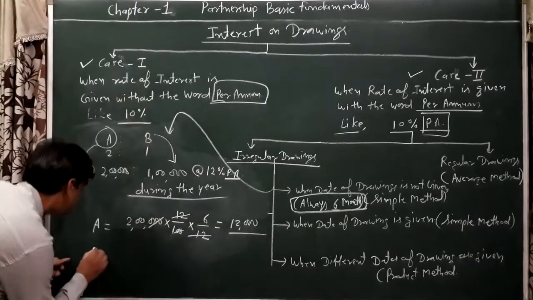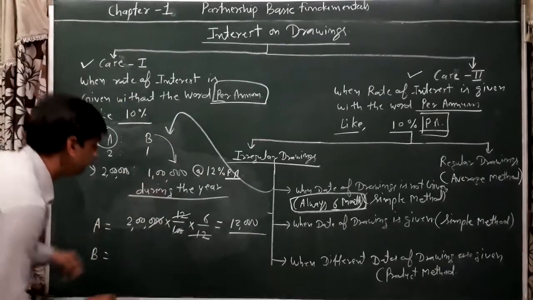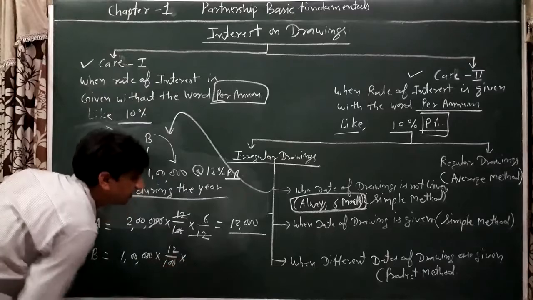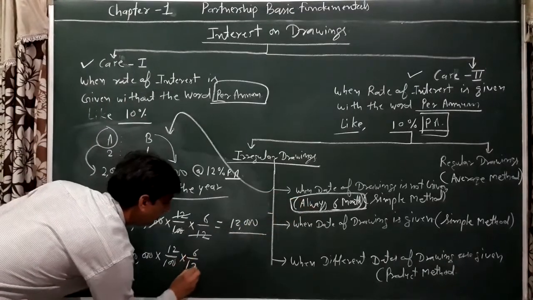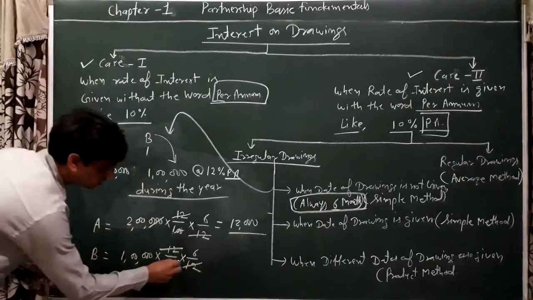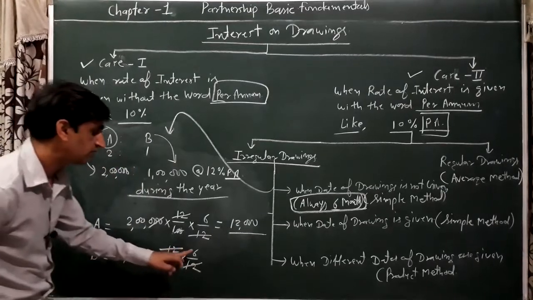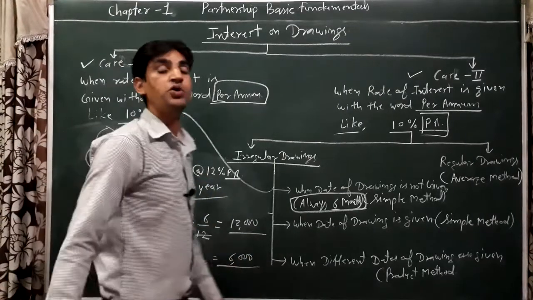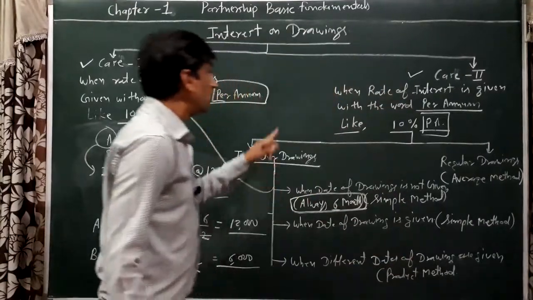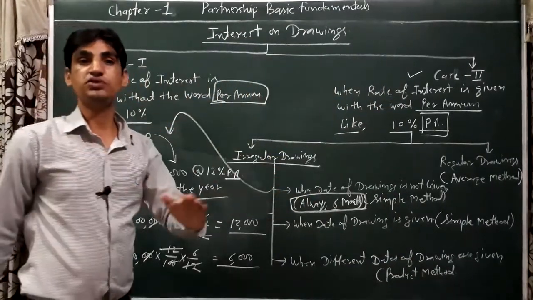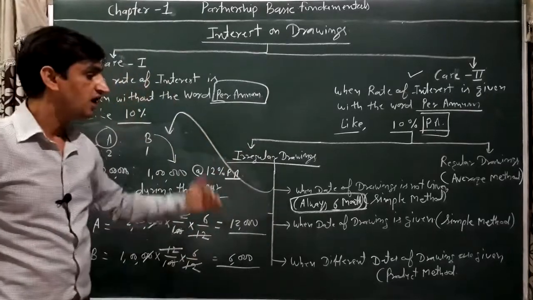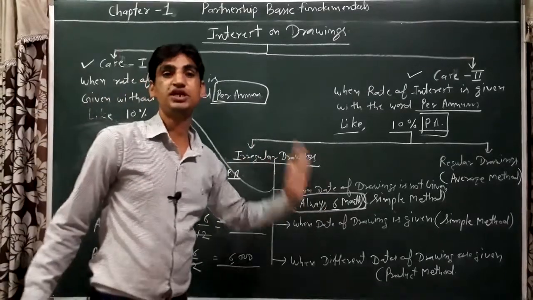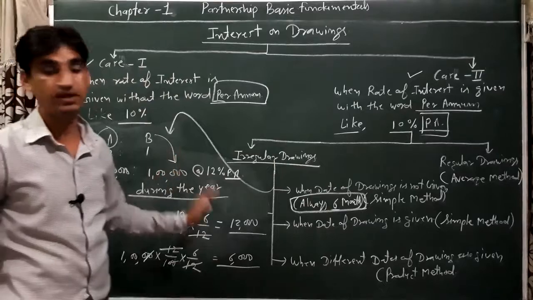A. And for Mr. B, the drawing amount is rupees 1 lakh. The rate of interest 12 upon 100 into average time period 6 upon 12. 12 cuts with 12, 20 cuts with 20, 1000 multiplied by 6. Your answer will be 6000. 6000 will be interest on drawing for Mr. B. I hope you understood how the interest will be calculated when the date of drawing is not given in the question, and how much time period will be considered. Here always 6 months interest will be calculated. I hope you understood this concept properly.